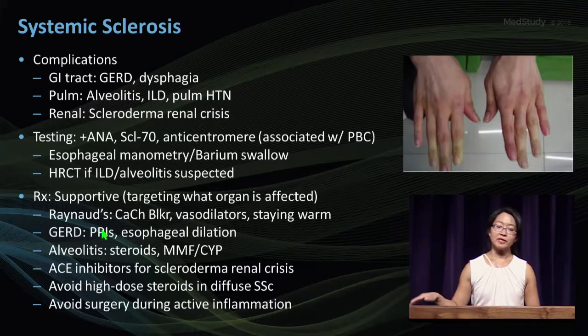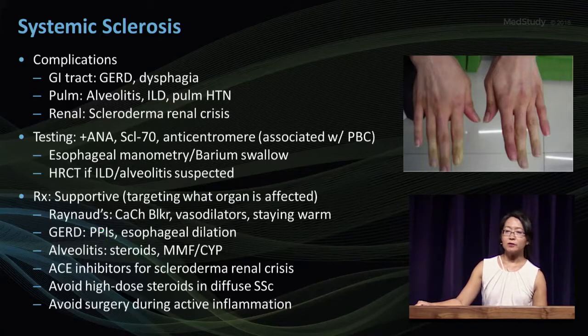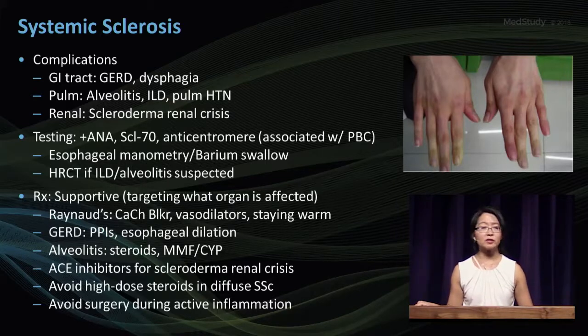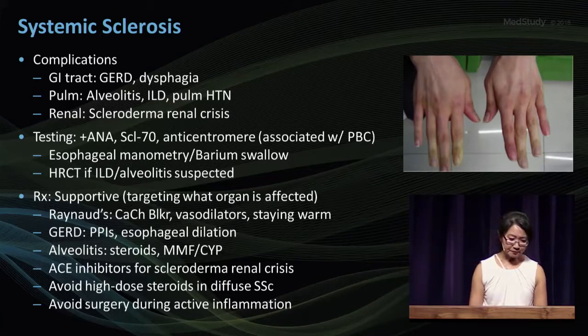There's not a lot of therapies for systemic sclerosis. We tried DMARDs, but nothing seems to work unless they have alveolitis. So we treat whatever organ is affected. We like to use ACE inhibitors for patients with scleroderma renal crisis because that will decrease their risk for morbidity and mortality.